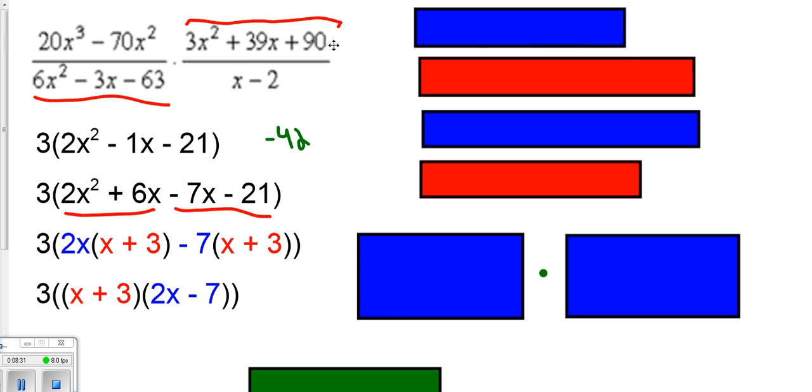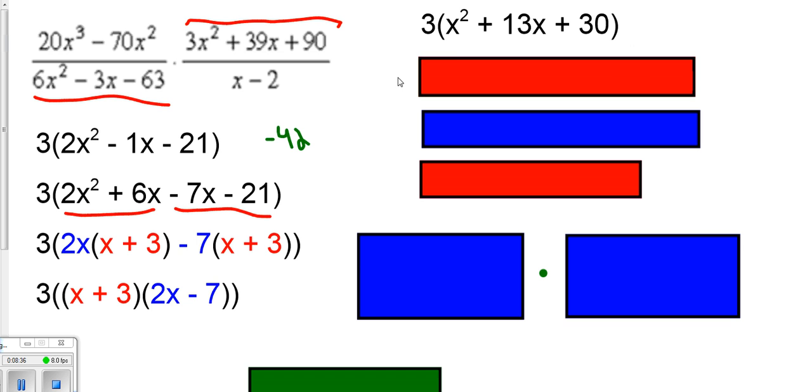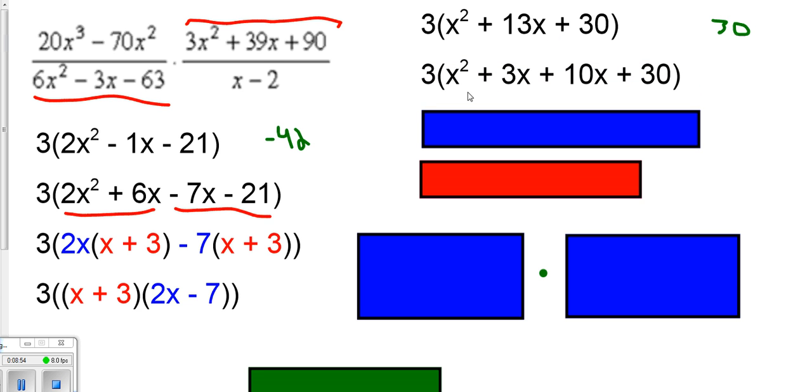Now we have to deal with this trinomial. We can take a 3 out of each of those. It leaves x squared plus 13x plus 30. So now we have to do AC. A in this case is 1. There's 1 in front of this x squared. 1 times 30 is 30. So we're thinking, what are the factors of 30 that would add up to 13? And those are, of course, going to be 10 and 3.